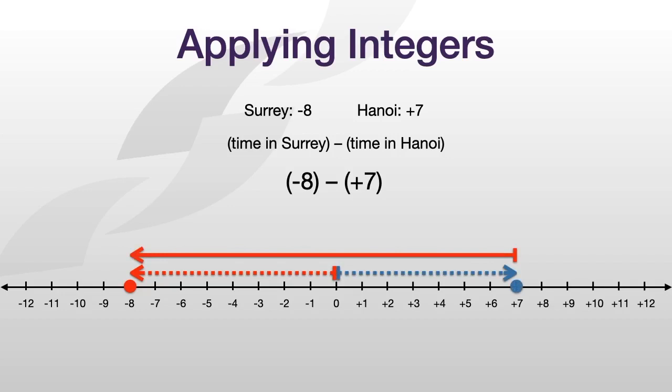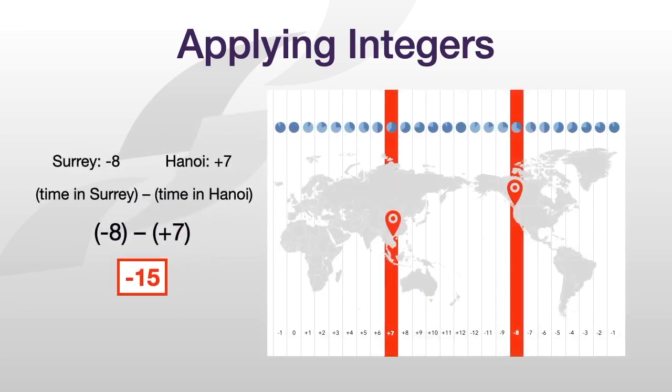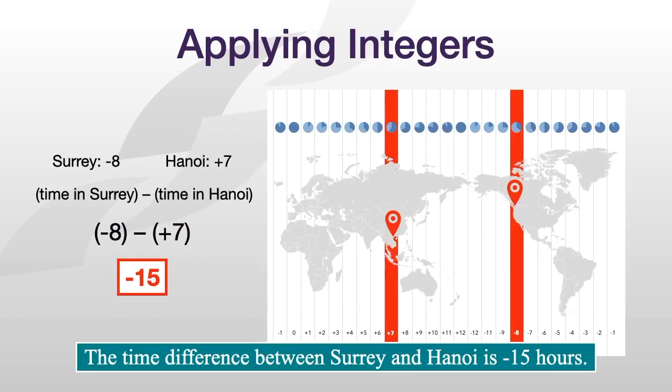Negative 8 is 15 spaces to the left of positive 7. In context, the time difference between Surrey and Hanoi is negative 15 hours. The sign, negative or positive, is a matter of perspective.